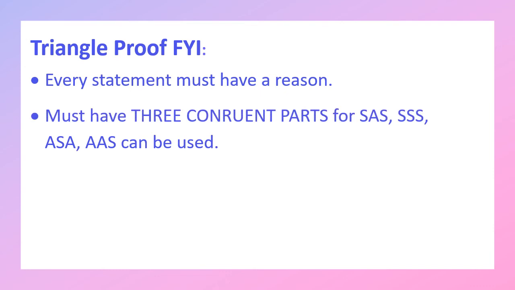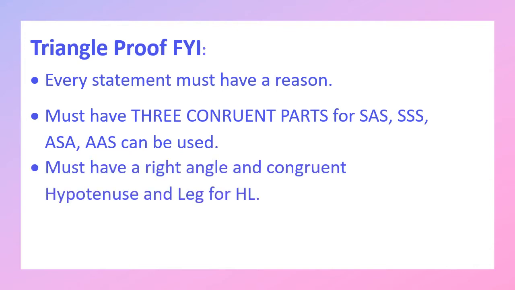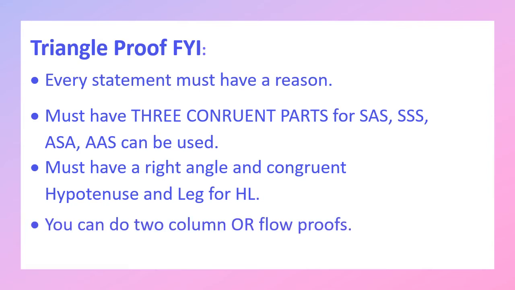Second, in order to have congruent triangles, you have to have 3 congruent parts for side angle side, side side side, angle side angle, or angle angle side, or if you're using hypotenuse leg, you must have one right angle and then a congruent side and a congruent hypotenuse. So the hypotenuses have to be congruent and one pair of the legs have to be congruent.